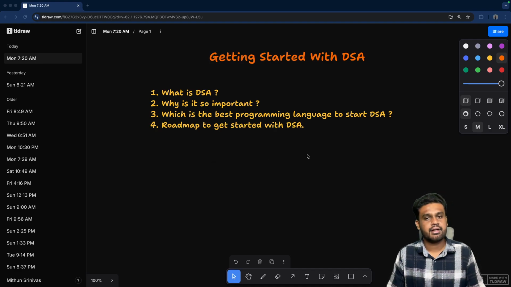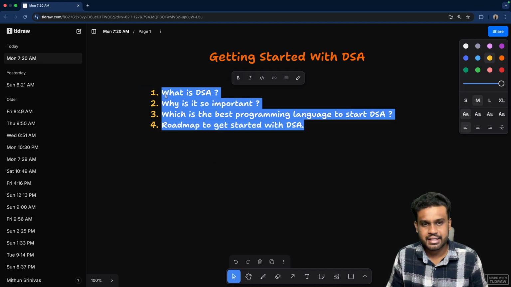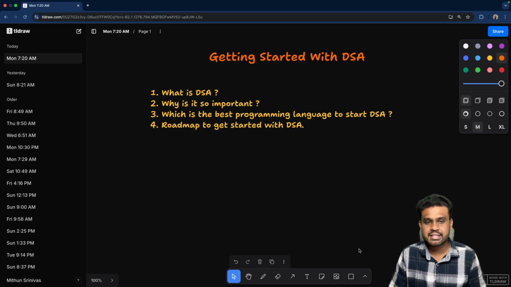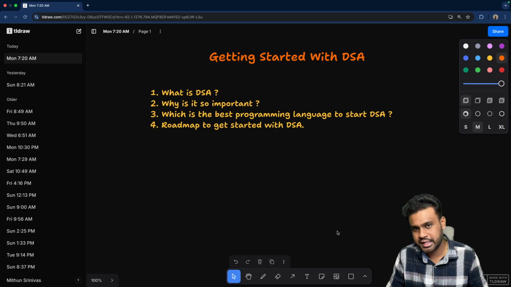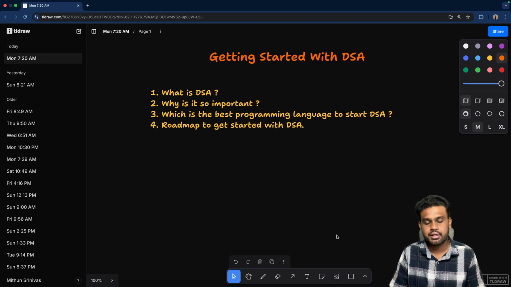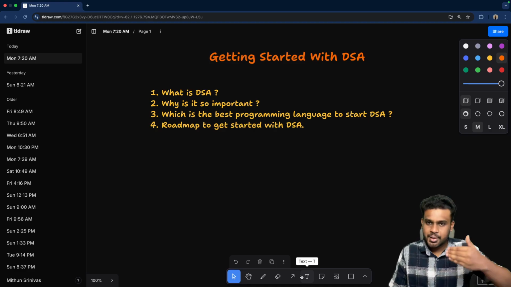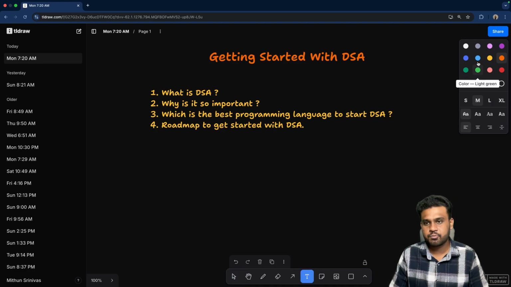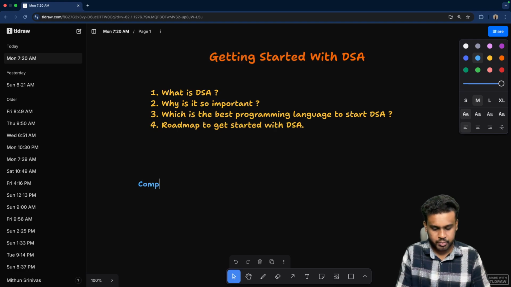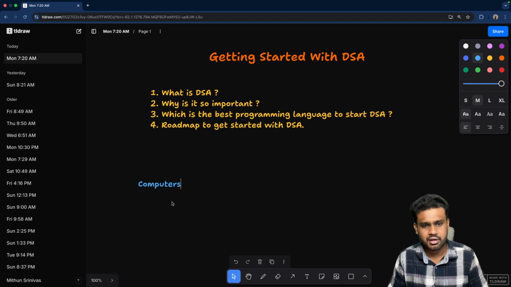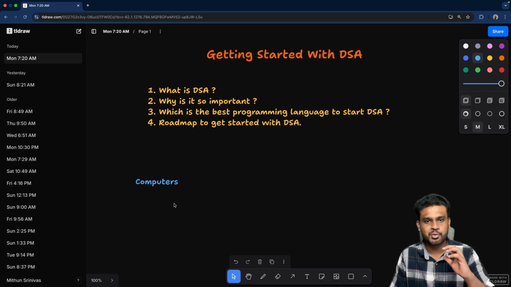Let's get started. First things first, what is DSA? DSA stands for data structures and algorithms. It is made up of two parts, data structures and algorithms. Great, now you have this idea. Now let's step back and talk about computers. Whenever you talk about computers, we say computers are very powerful. I say computers are dumb but are powerful when instructed properly.